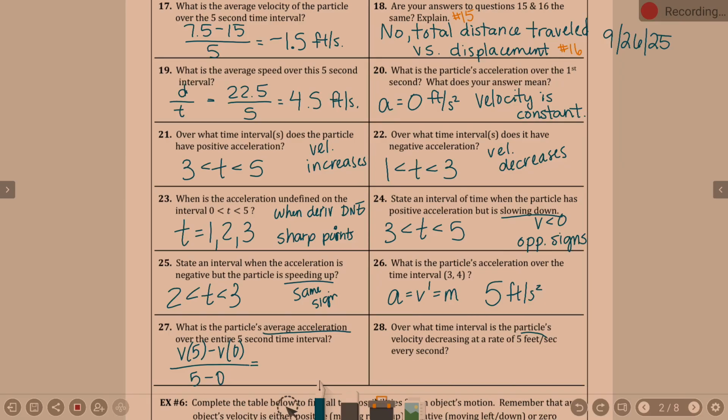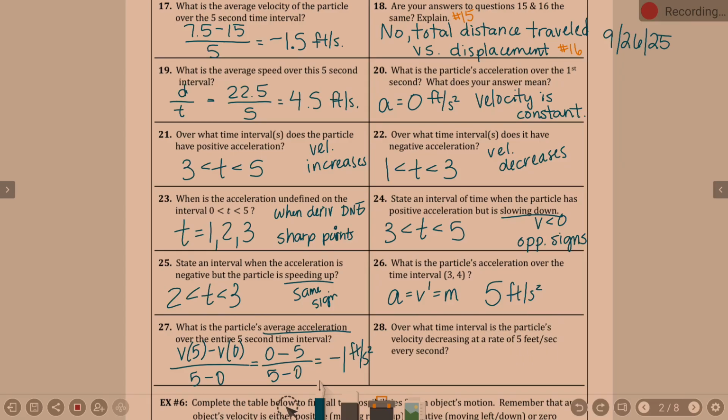The velocity at 5 is 0. That's just a point on the graph. Minus the velocity at 0 was 5. You end up with meters per second squared, feet per second squared. Yeah, you kept correcting me earlier. Okay.